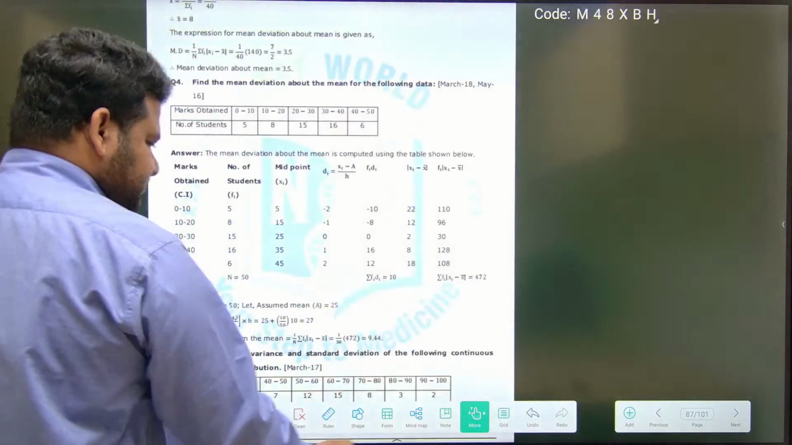Okay, in this question we have to do the table a little differently, because this is a continuous frequency distribution. Here we have to take the assumed mean, because they are asking for the mean deviation about the median.